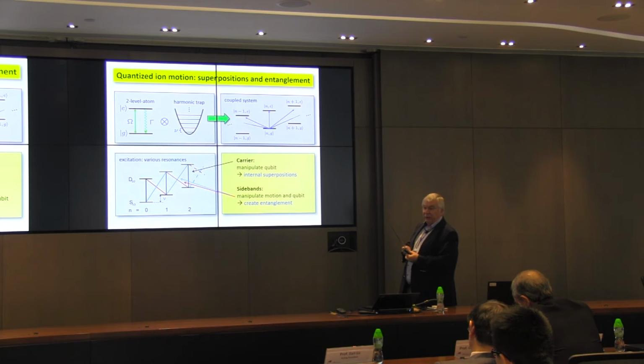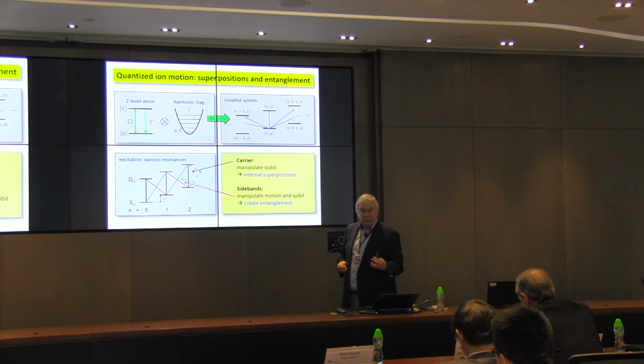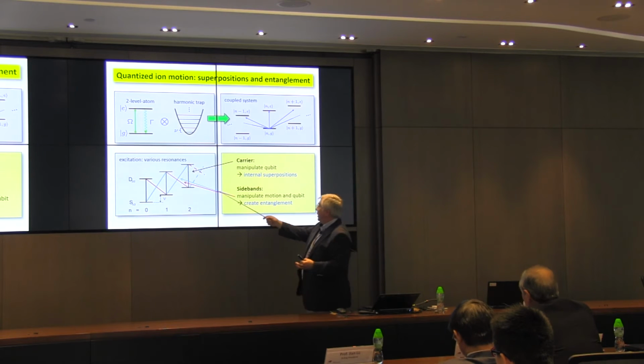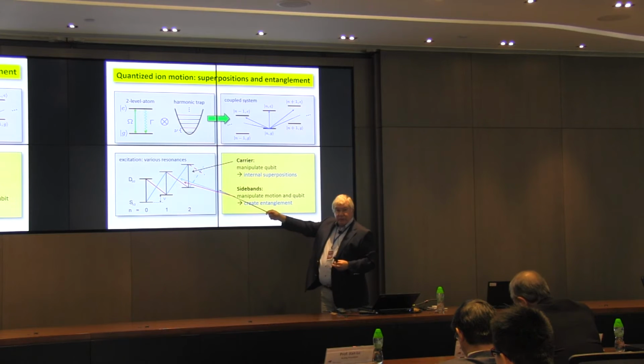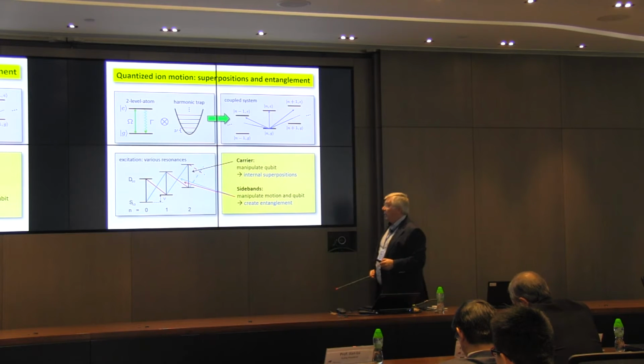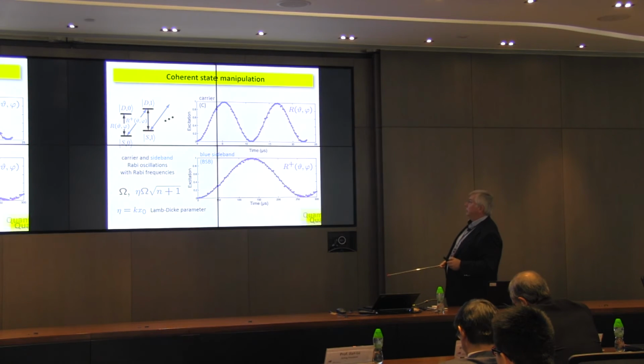Remember, for the Dirac-Sola idea, we need to make transitions which add or subtract 1 phonon. We add 1 phonon, or we take 1 out. This is precisely what we do with these sidebands. So we create the entanglement, and with the internal transitions with the carrier, we create the superpositions in the internal qubits. So these are the basic operations that we have.